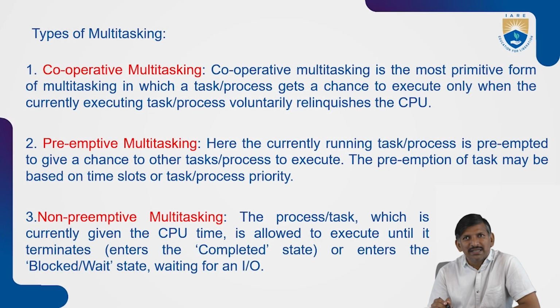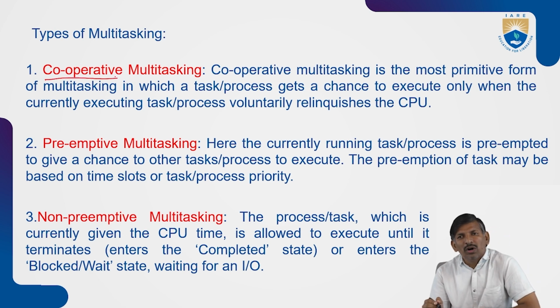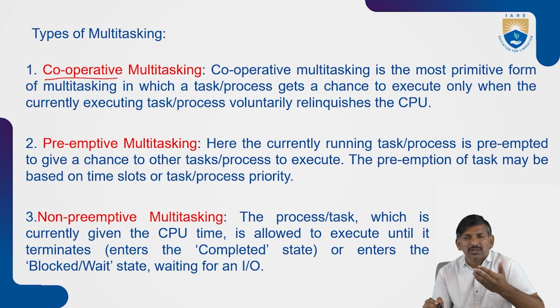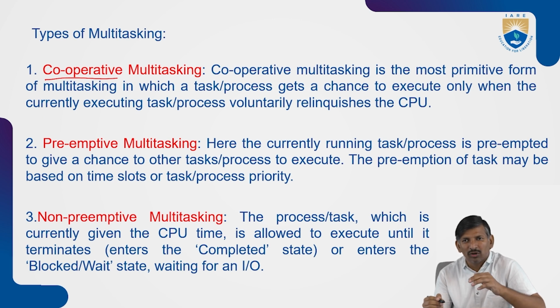Next, there are different types of multitasking. First one is cooperative multitasking. Cooperative means if any new process enters into the ready state, only when the currently executing task voluntarily releases the CPU does the new process get the CPU or get serviced. That is called cooperative multitasking, cooperation between the processes. The currently executing task itself voluntarily releases the CPU, then only the new process gets the CPU.